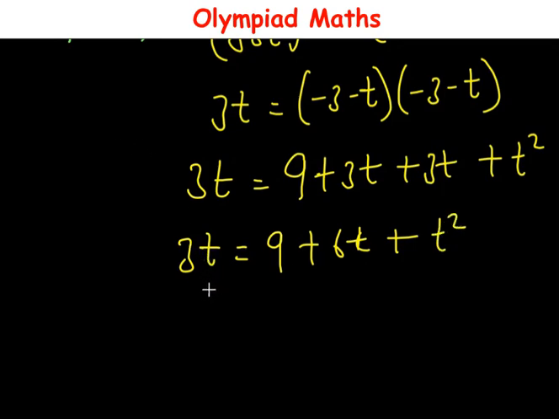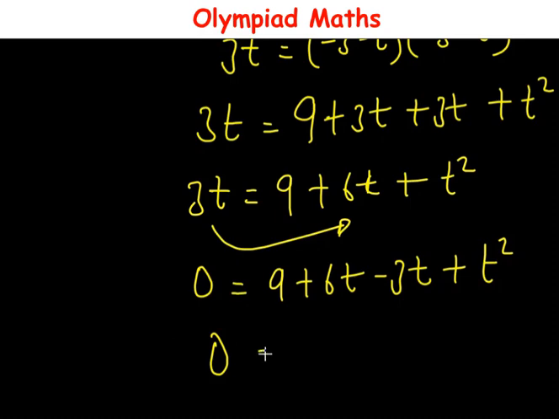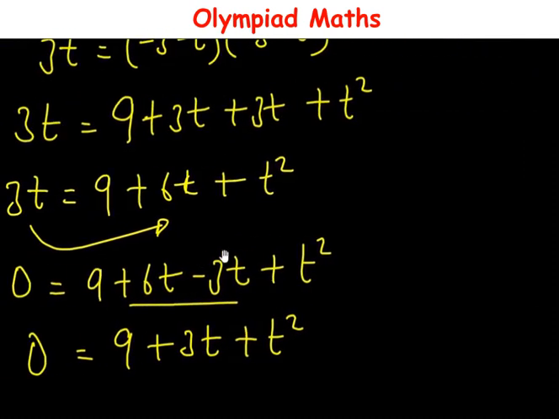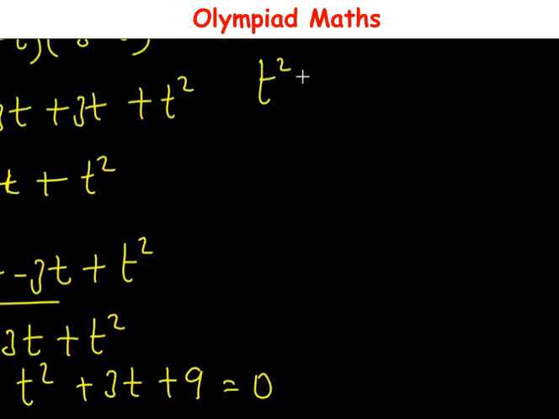So then move 3t over to this side. Here becomes 0 is equal to 9 plus 6t, then minus 3t, plus we have t squared. So from here, 0 is equal to 9 plus 6t minus 3t is plus 3t, plus t squared. Then let us rearrange this equation so that we have t squared plus 3t plus 9 is equal to 0.